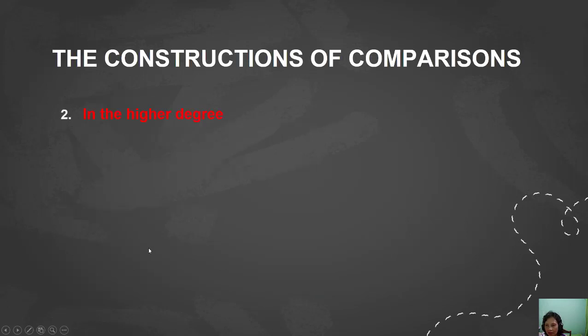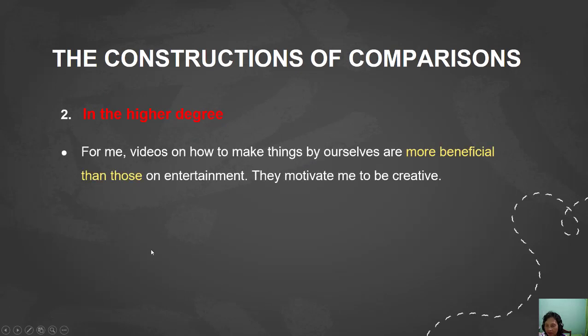Then the second construction is in the higher degree. Now we use the comparative form. In the same degree, you just use the positive form with as, positive form, and then as. But here you have comparative form, and don't forget than. So you have more beneficial than. For me, videos on how to make things by ourselves are more beneficial than those on entertainment. They motivate me to be creative.